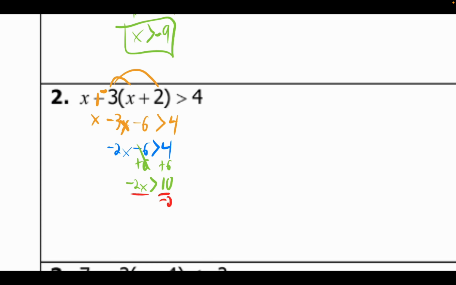Now as I divide both sides by negative 2, I have x, I have negative 5, but I must flip my inequality since I divided both sides by a negative.